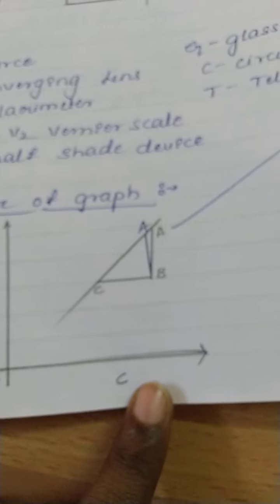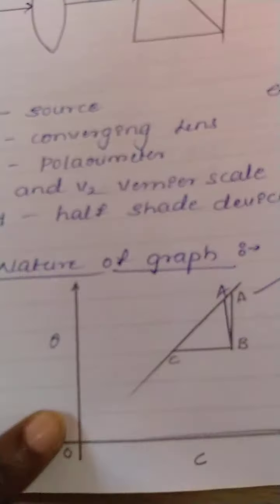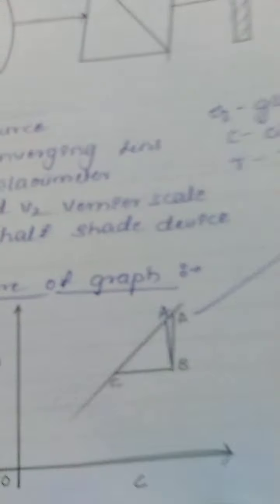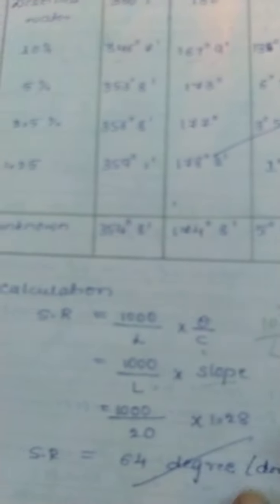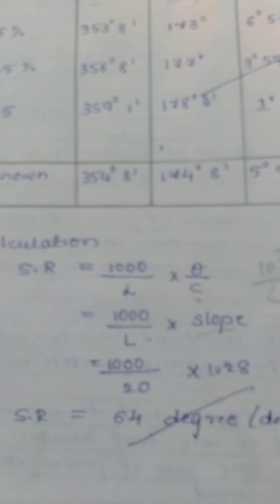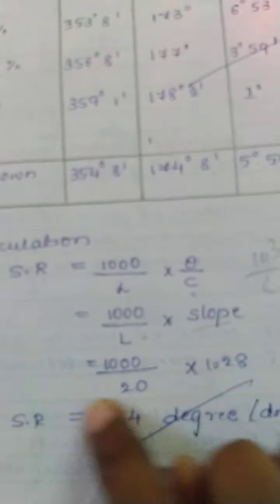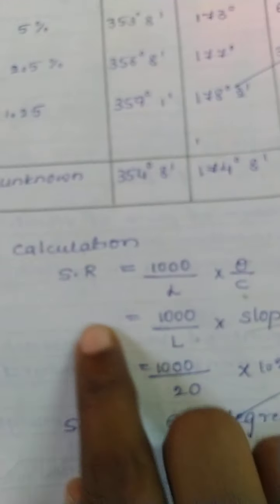We have to plot a graph. On the x-axis we plot the concentration, and on the y-axis we plot the angle of rotation. Then whatever slope you get from the graph, that is approximately 1.28. So we have to substitute the slope value in the formula, as I told before.